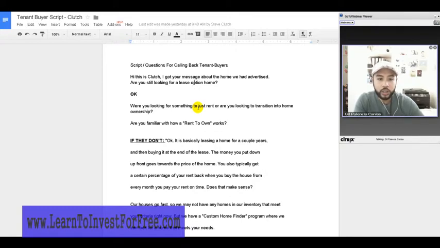Now we continue going on here. Were you looking for a property just to rent, right? Or are you looking to transition into home ownership, right? So that adds on that extra layer. It kicks it up a notch, establishes the tone before you continue talking to them for another 5, 10, or 15 minutes, right? You at least want to verify that. Then you're going to go ahead and ask them, are you familiar with how a rent-to-own works? Okay? I'll give you some basic points just so you get an idea.